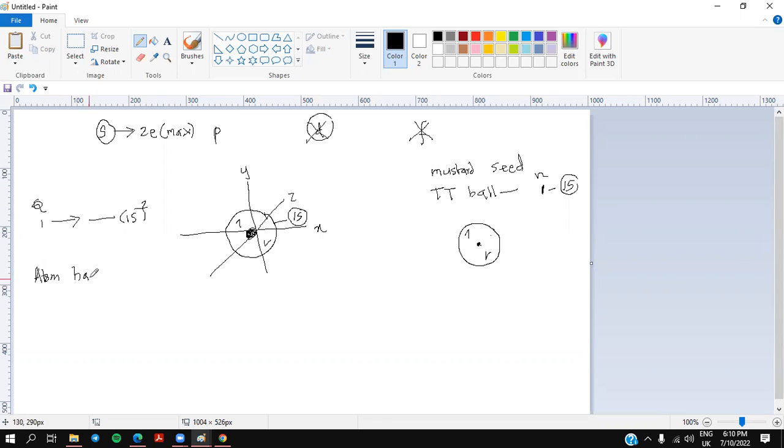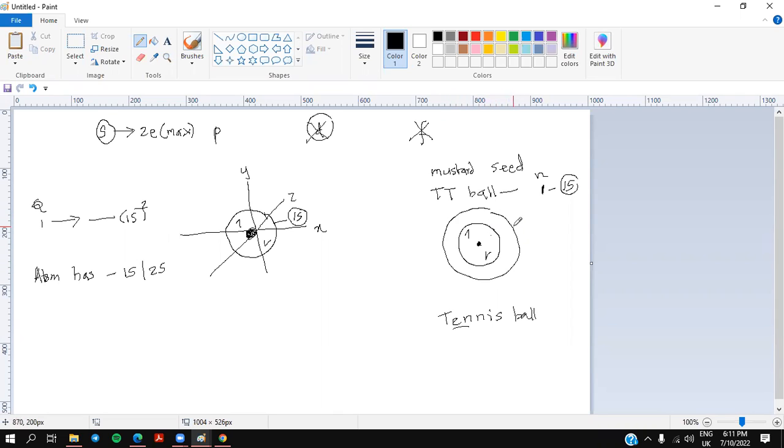This atom has 1s orbital, 2s orbital. It's something like this. Now you take a tennis ball. Go to the imaginary picture I was asking you to remember. First, the nucleus, which is a mustard seed. Mustard seed is kept in a TT ball. TT ball is smaller than the tennis ball. Now you keep this TT ball in a tennis ball.